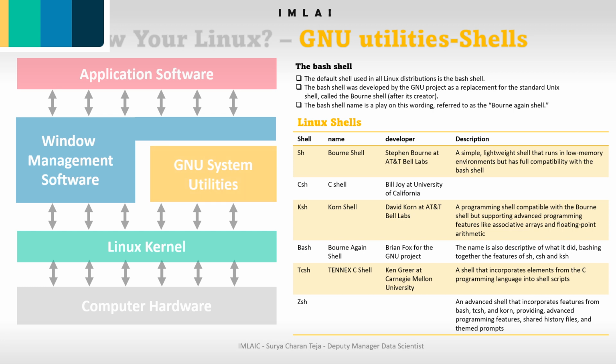Then we have TCSH, that is the Tenex C shell. This was developed by Ken Greer at Carnegie Mellon University, and it is a shell that incorporates elements from the C programming language into the shell scripts. And finally, we have ZSH. It is a very advanced shell that incorporates features from Bash, TCSH, and Korn, providing advanced programming features, shared history files, and themed prompts.